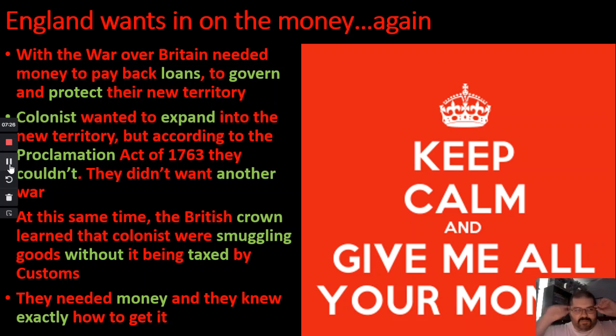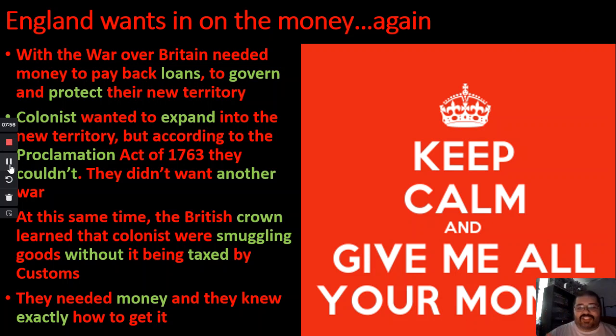Now, what did the colonists think? The colonists were basically like, okay, cool, we got this new territory. Let's move out that way. And this is why the British needed that money, to again protect that territory. Because the Proclamation Act of 1763 said that that territory was going to remain with the Indians. Yeah, Britain, you owned it, but the Native Americans could still live there.